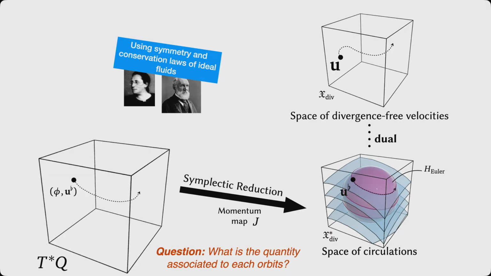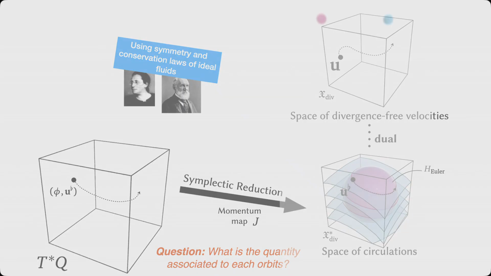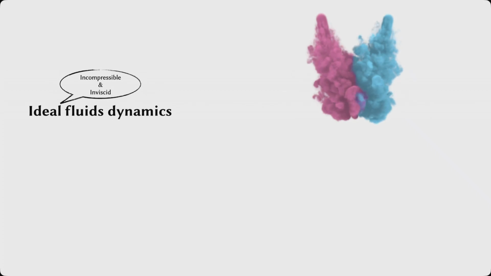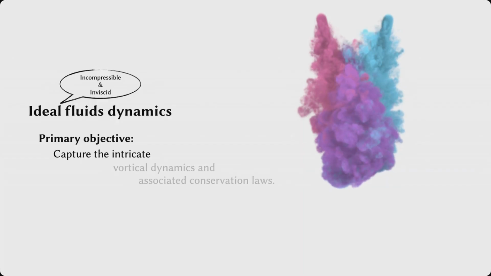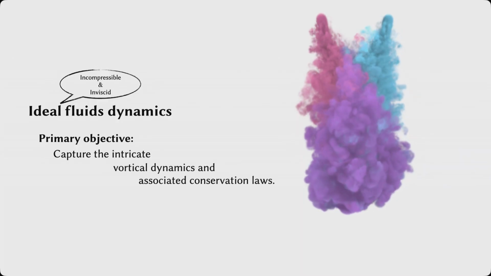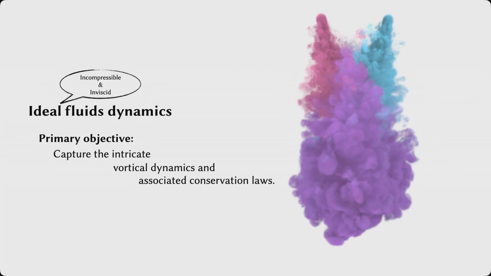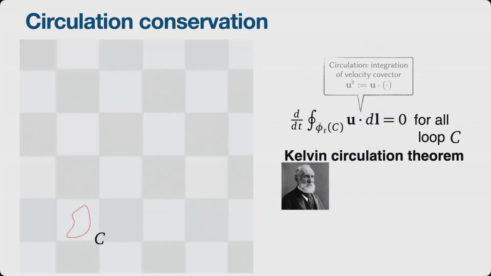But so one question is, I told you for the angular momentum, these are labeled by Casimirs, like the value of angular momentum, but what is it for fluids? So for fluids, I just have to reiterate that for ideal fluids that are incompressible and inviscid, this conservation law that we're going to talk about is really what sets us to preserve these nice vortical dynamics. So from a graphics point of view, this is exactly what we should do. And that conservation law is due to Kelvin.